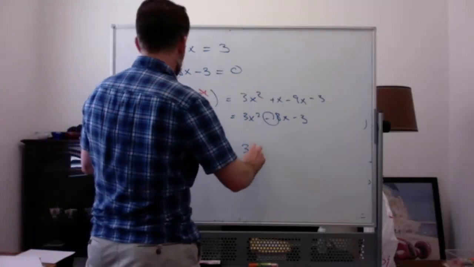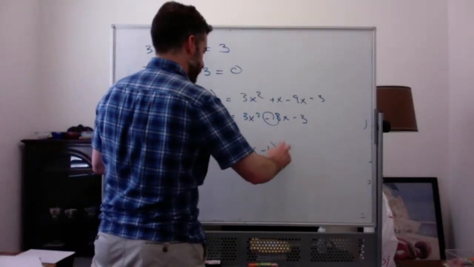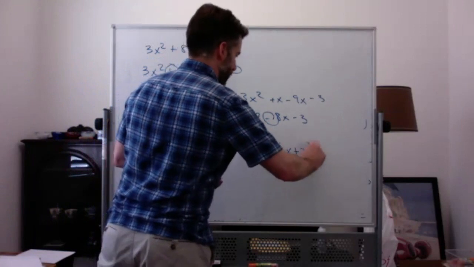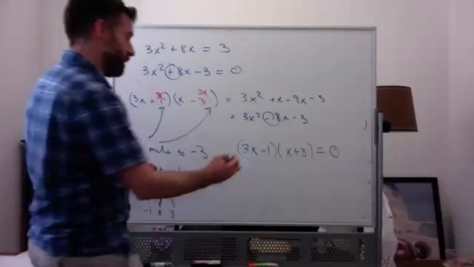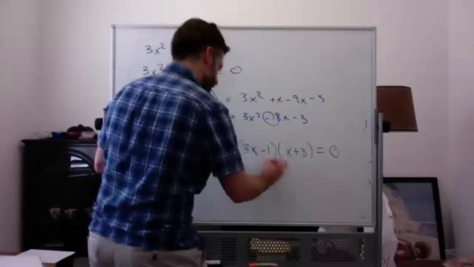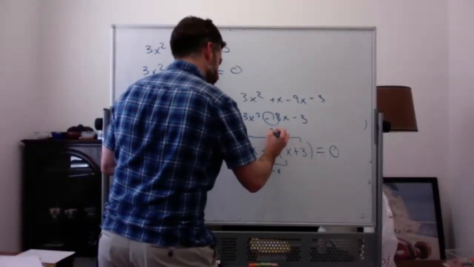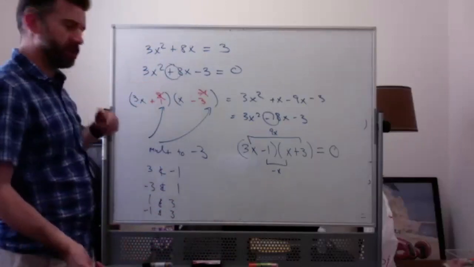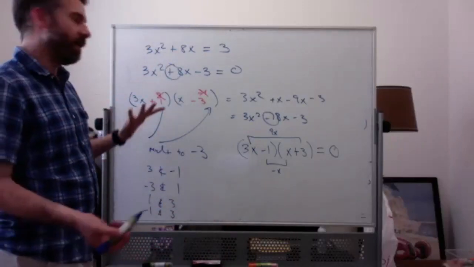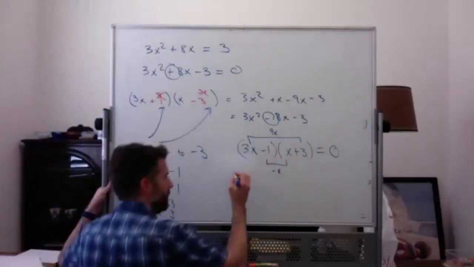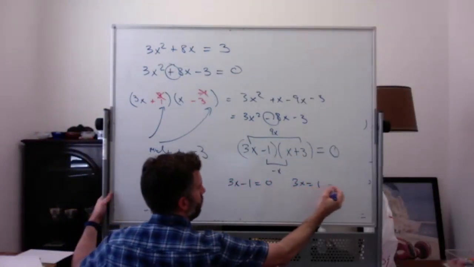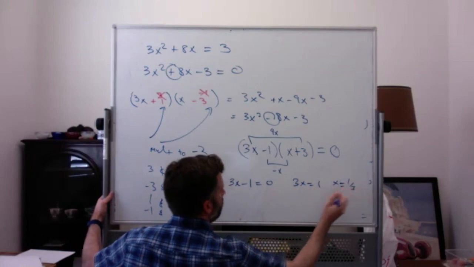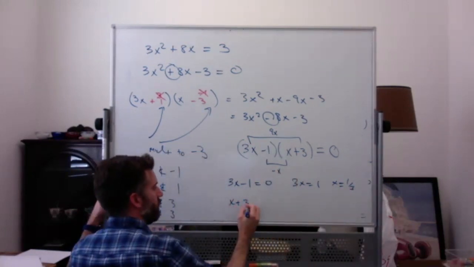So this actually becomes 3x minus 1 times x plus 3 equal to 0. And I know that's going to be right because the middle term is 8x, positive 8x. And then we would set each factor equal to 0. So 3x minus 1 equals 0, 3x equals 1, x equals 1/3. Or x plus 3 equals 0.